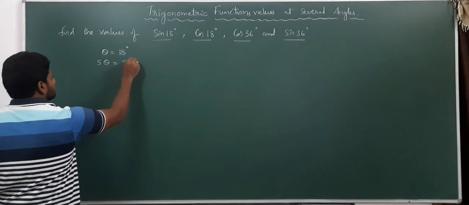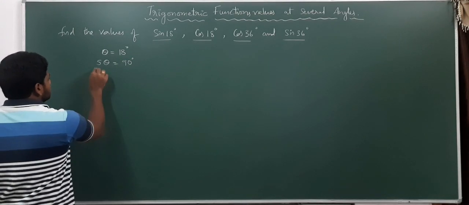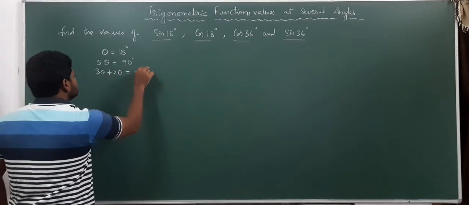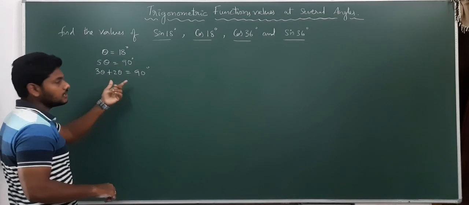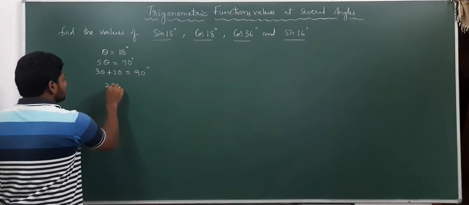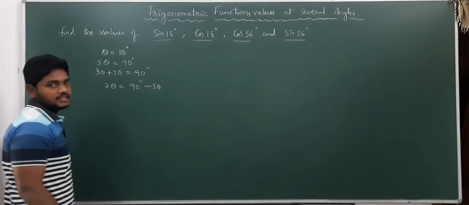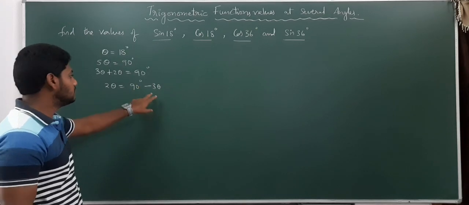Next, I will write this 5 theta as 3 theta plus 2 theta which is equal to 90 degrees. Right or not? Theta is equal to 18, substitute, you will get 90 degrees. Next, I will write here 2 theta is equal to 90 degrees minus 3 theta. Can I write? See, 2 theta is equal to 90 degrees minus 3 theta.